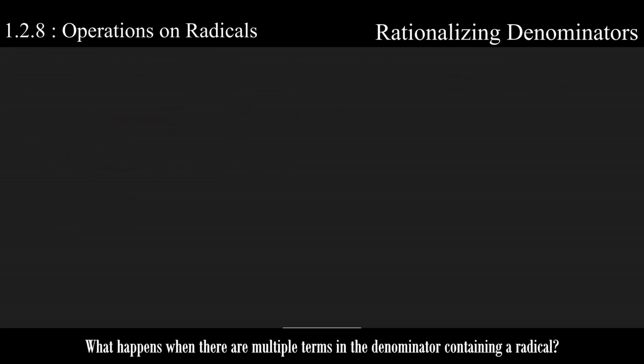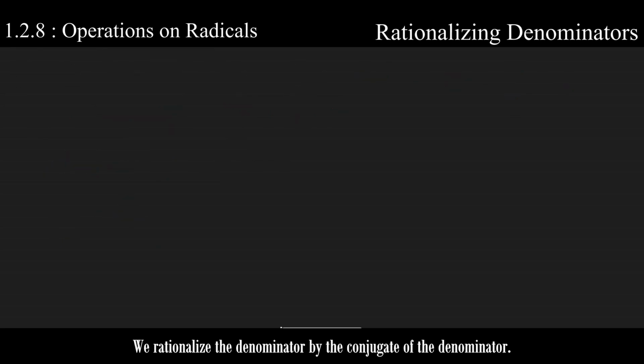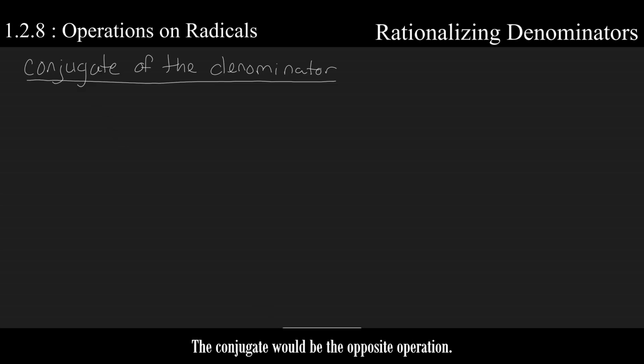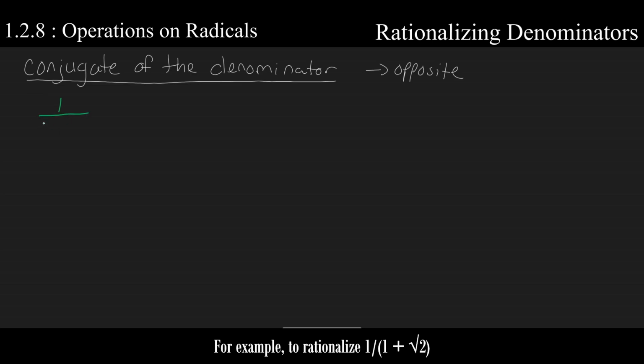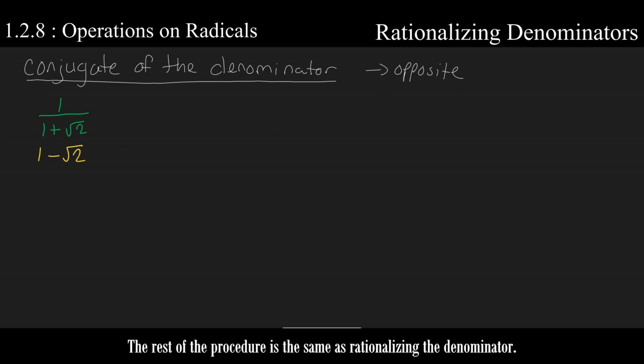What happens when there are multiple terms in the denominator containing a radical? We rationalize the denominator by the conjugate of the denominator. The conjugate would be the opposite operation. For example, to rationalize 1 divided by 1 plus the square root of 2, identify the conjugate of the denominator, which is 1 minus the square root of 2. Remember, we want the opposite. The rest of the procedure is the same as rationalizing the denominator.